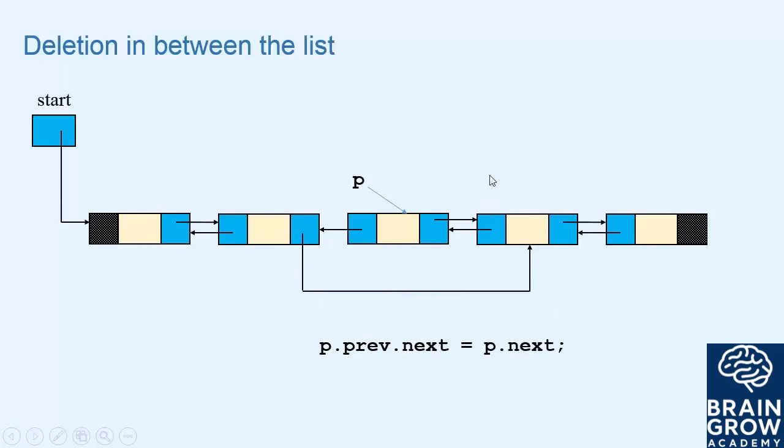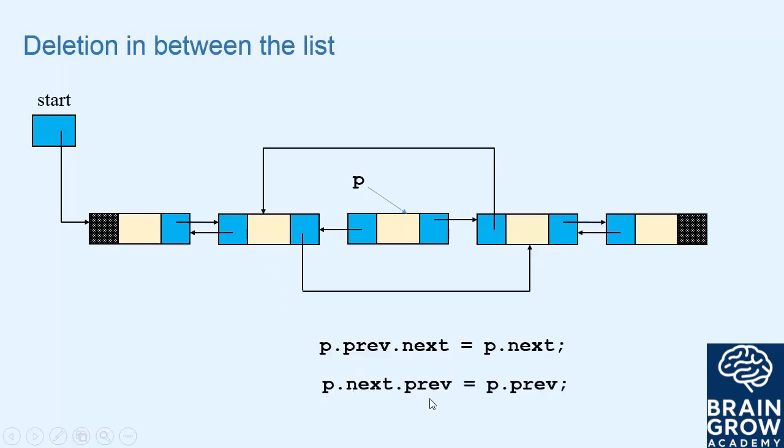Now the previous part of this node should refer to this node. This node is referred by p next. So previous of p next should refer to p previous. So we write p next previous is equal to p previous. And so now this node is removed from the list. So this is how we can delete a node from between the list.